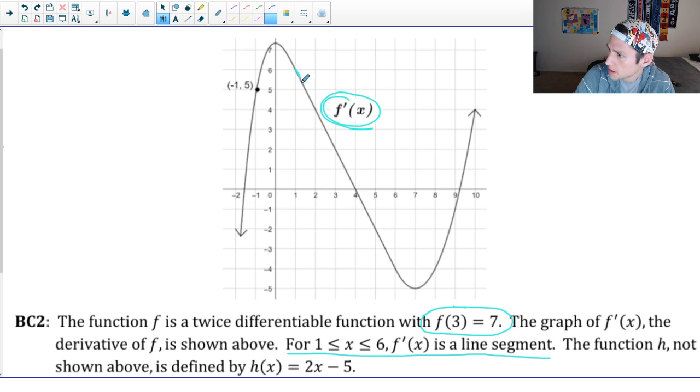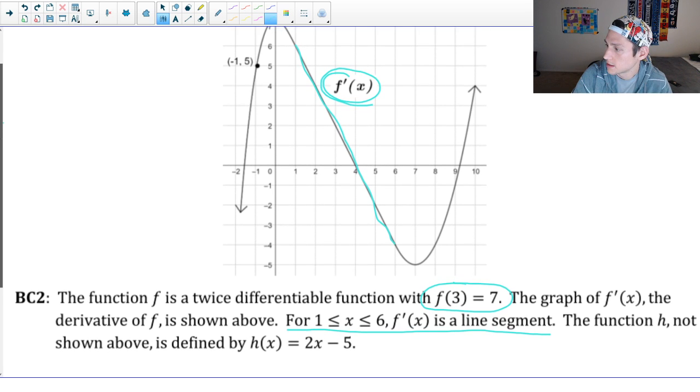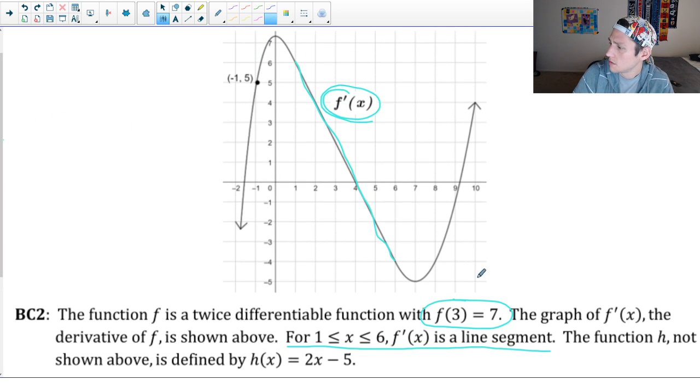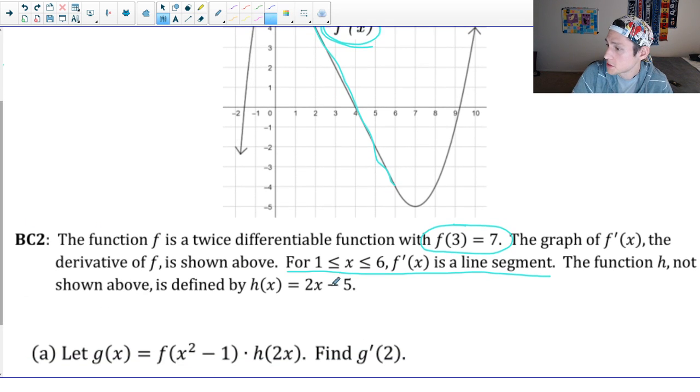So from here to here, obviously not the line that I drew, but the line that's on the graph, it tells me is a line segment. So that is a straight line. That might come in handy later. Maybe if they asked me to determine a specific slope or maybe some area stuff. I don't know. But I feel like that'll be important since they went out of their way to tell me this is a line segment. Function h is not shown above, but the function h is defined by h of x equals 2x minus 5. So just kind of a basic formula right there.